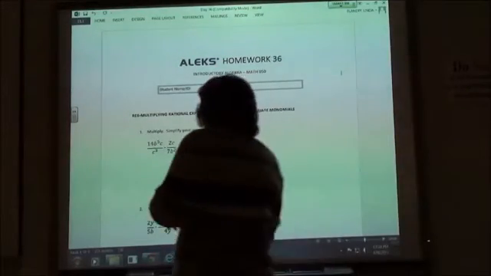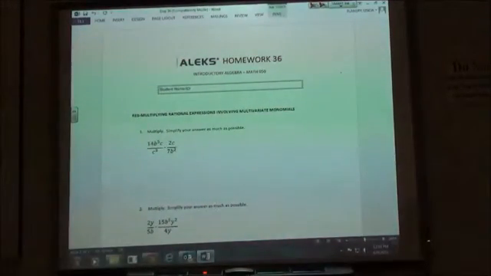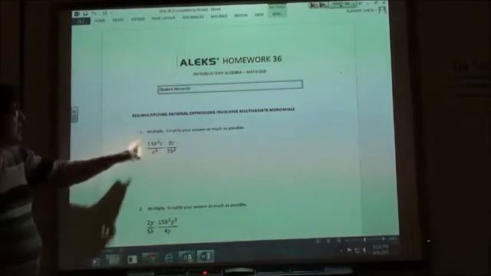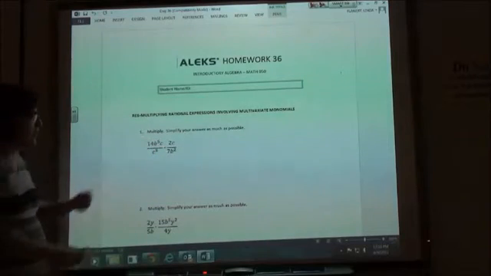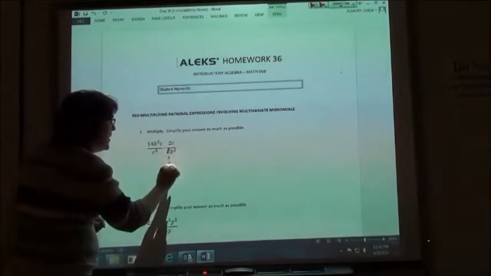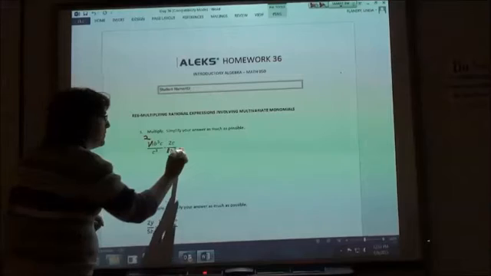So homework 36, we're going to multiply our rational expressions, multiply our fractions. First thing we're going to do is see if we can do any reducing. So you said 7 goes into 7 once, into 14 2 times.